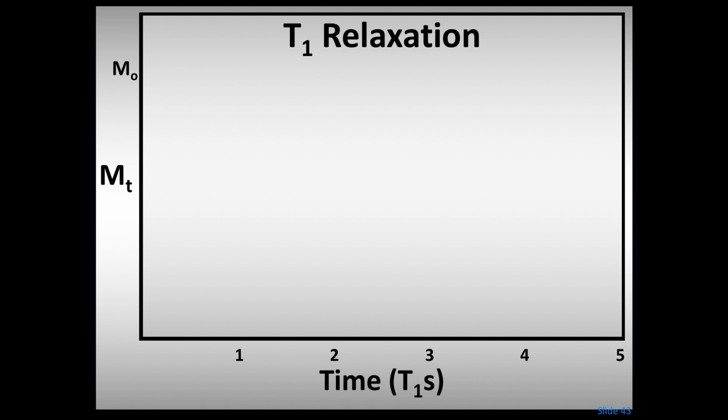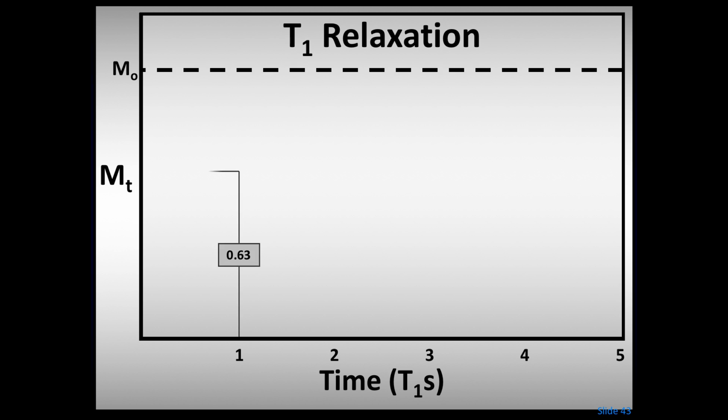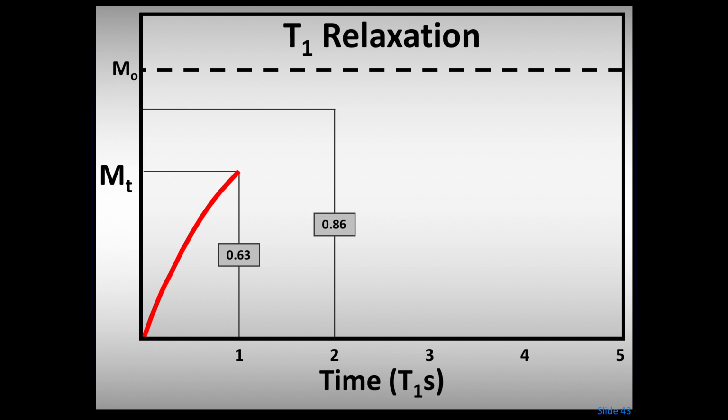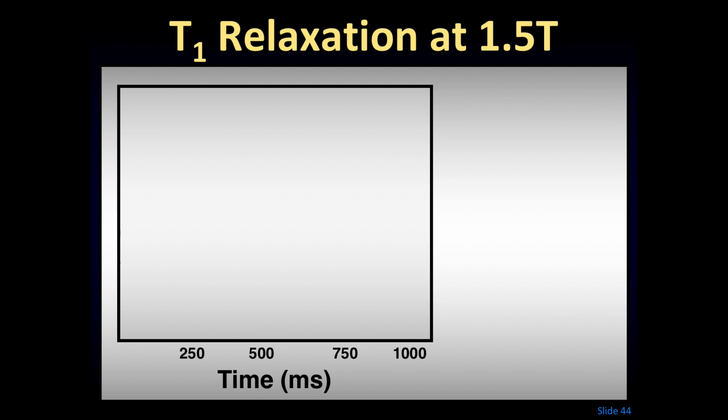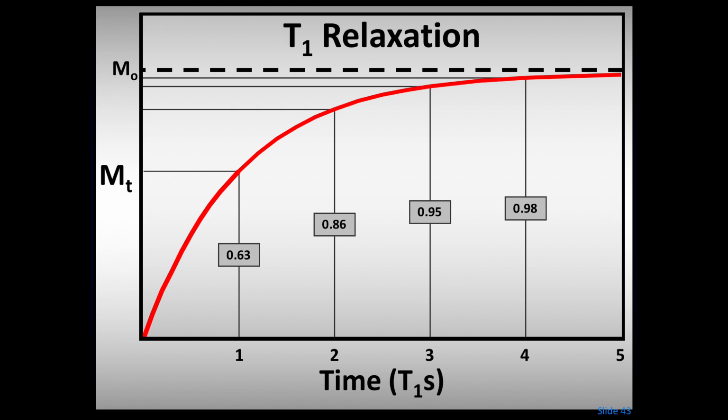So let's draw this schematically. On the y-axis, I'm showing magnetization, and on the x-axis, I'm showing time in the form of T1 times. So after 1 T1 time, I get 63% from 0 to equilibrium. After 2 relaxation times, I get 63% closer to that, and that brings me up to 86%. After 3 T1 relaxation times, I get 63% closer, and that brings me up to 95%. After 4 relaxation times, I'm at 98%, and eventually, after an infinite amount of time, I am at equilibrium relaxation.